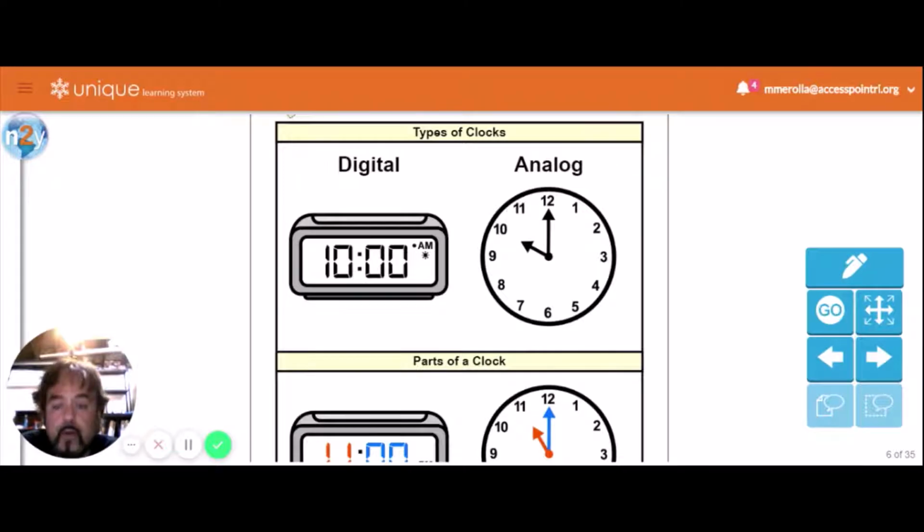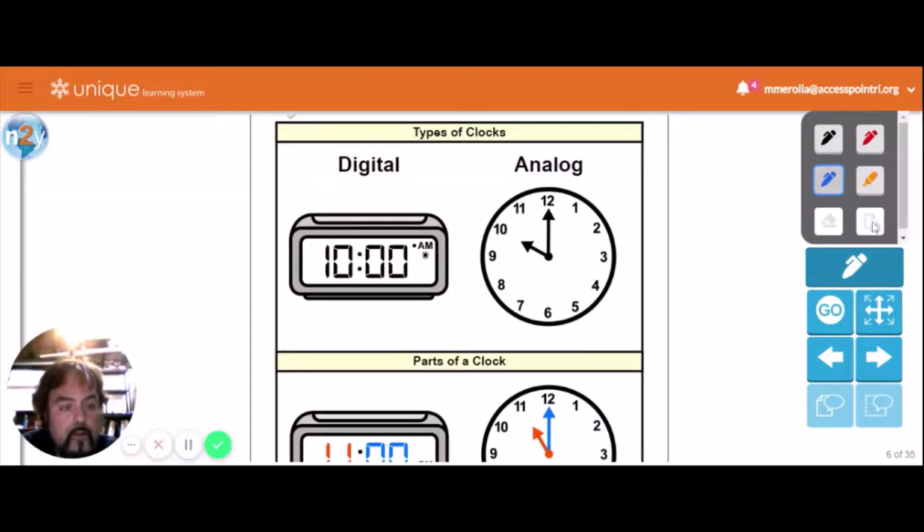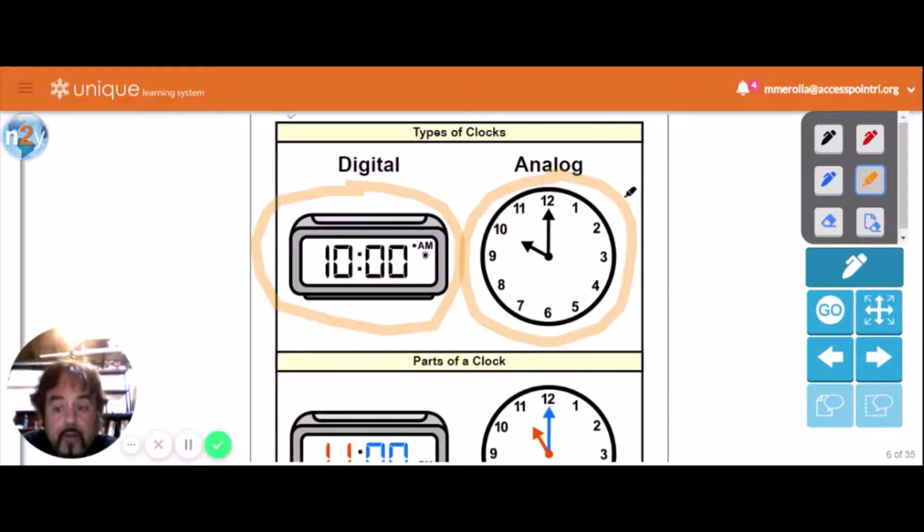On this next page we're going over clock clues. There are two types of clocks basically. There is the digital clock, which is right here, and that's the easiest clock to read. And then there is analog, the clock with all the numbers and the little hands that go back and forth. Sometimes that's a little bit more difficult to read.